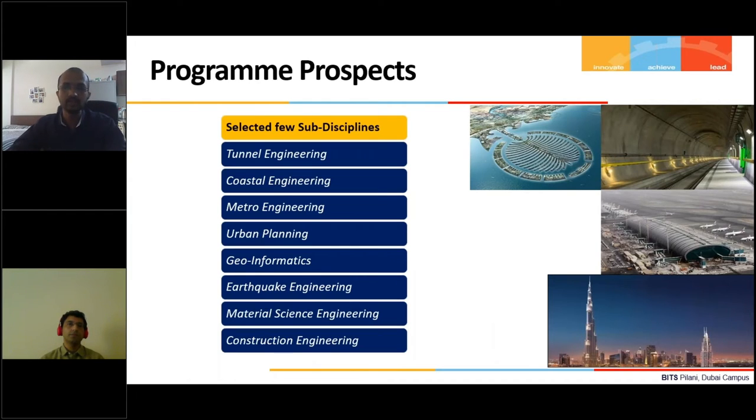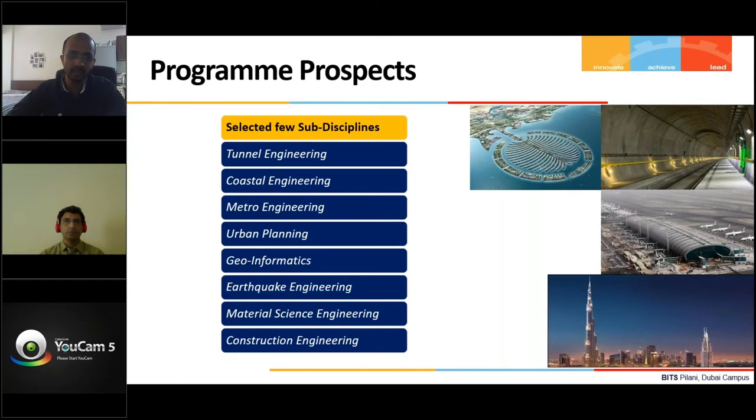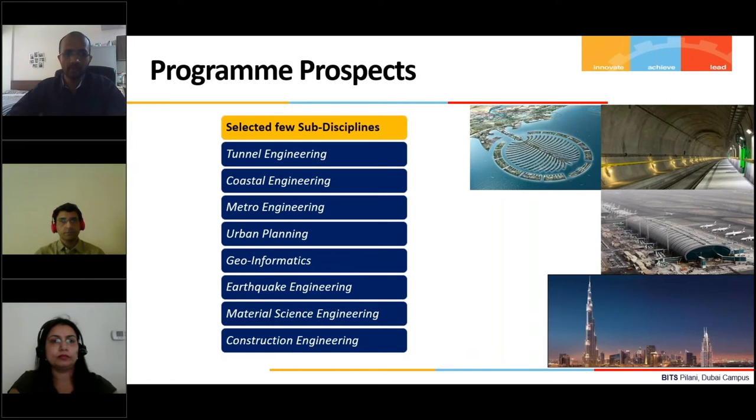Moving forward, please. So I told initially that it's very typical for people to branch and sub-branch based on your interest. After taking a group of sub-branches, we can further branch out to sub-disciplines, particularly tunnel engineering, coastal engineering, metro engineering, urban planning, geoinformatics, earthquake engineering. As you know, disasters are all around us, and we have to have constant study on that. So earthquake engineering takes care of that. And material science, regarding the building materials we have to consider, and regarding construction engineering, all these aspects are considered. There are very few sub-disciplines which we have to take care of.